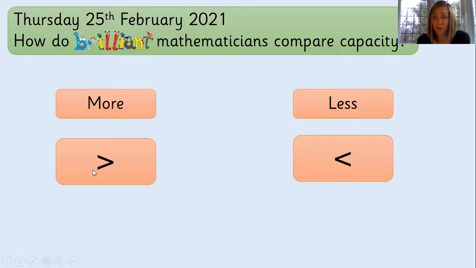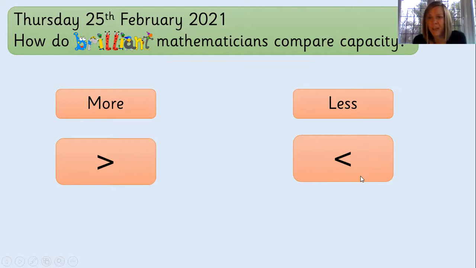So the biggest needs to go this side. And the smallest part of what you're comparing would go that side. It's a bit like that crocodile, where the crocodile always wants to eat the biggest thing. And if you have a little look over at the word less, it's the other way around. So the small part has to go to the smallest number, and the big part has to go to the biggest one.